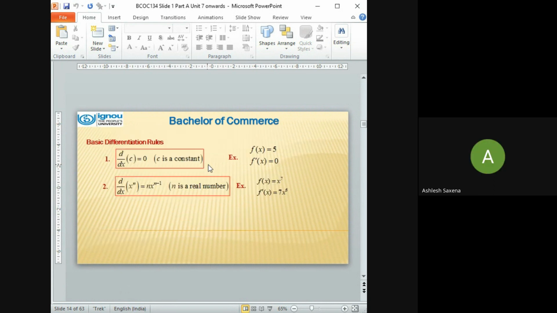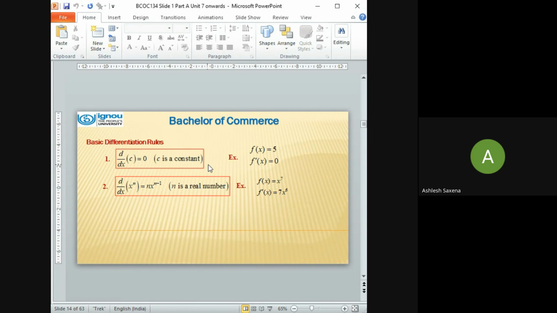Now comes the standard results and standard formulas and their application. Derivative of a constant is 0. You can see that f(x) is equal to 5, f dash x is equal to 0. Derivative of constant is 0. If you have any function in the form of x raised to the power n, its derivative will be n into x raised to the power n minus 1.